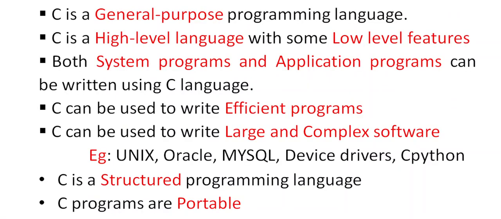C is a general purpose programming language. General purpose means it can be used for all kinds of purposes. In fact, it is one of the highly efficient languages which is used to build large software like the Oracle DBMS. Entire Oracle DBMS is written in C.